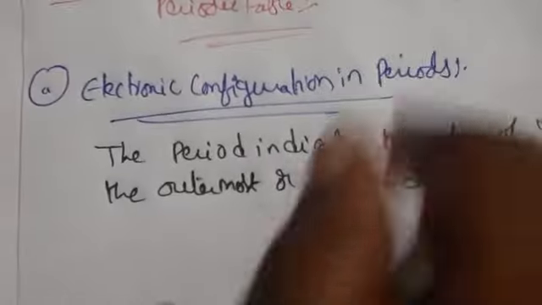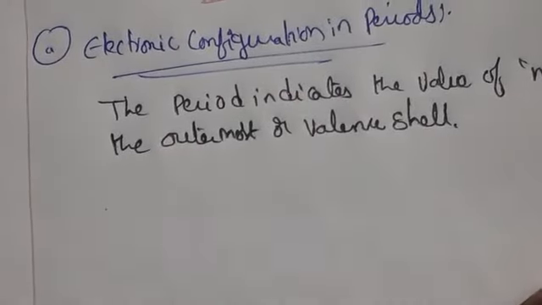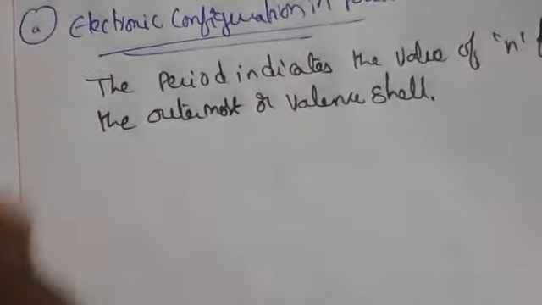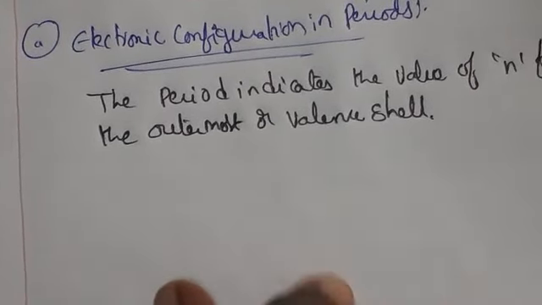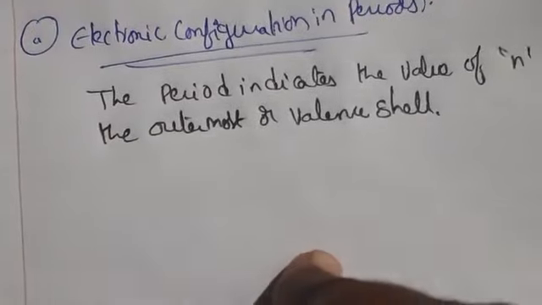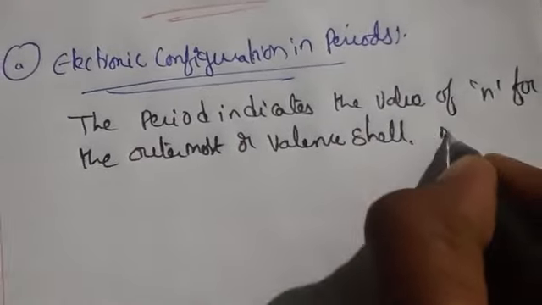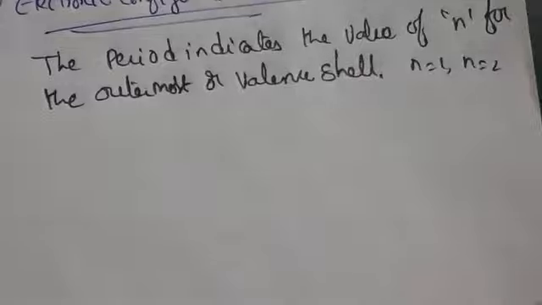The period in the periodic table, period meaning horizontal row, is the filling of the next higher principal energy level, that is n equals 1, n equals 2, and like this n equals 3. It can be readily seen that the number of elements in each period is twice the number of atomic orbitals available in the energy level.